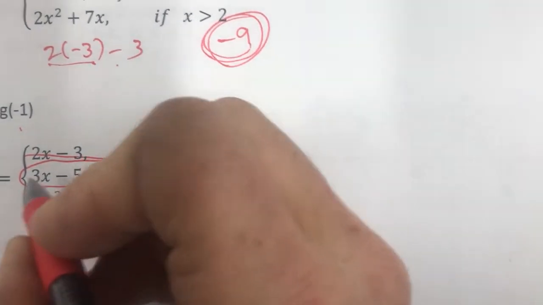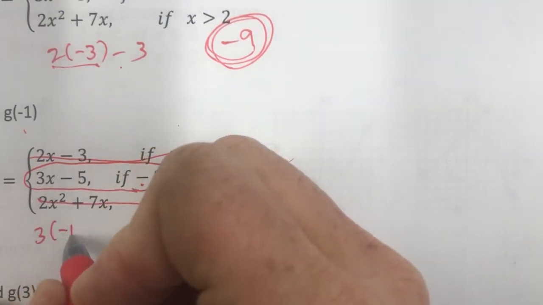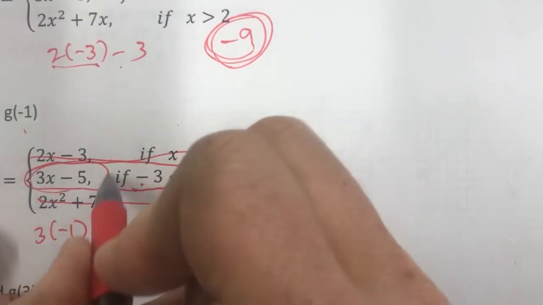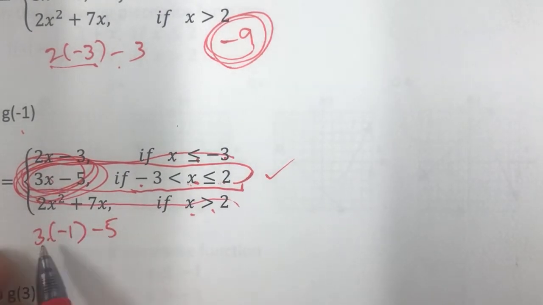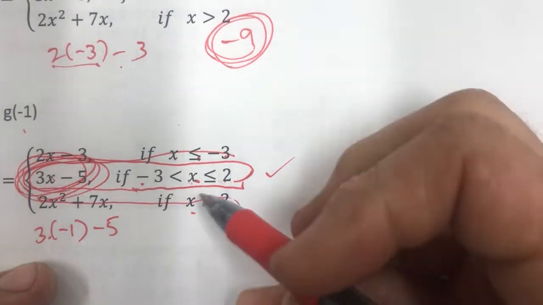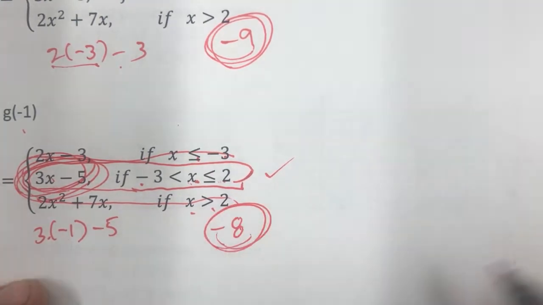All right, so I'm going to put -1 in for x. So I've got 3 times -1 minus 5. See right there? I'm putting -1 in that. All right, so 3 times -1 is -3, minus 5 is -8. There you go, that's my function value.